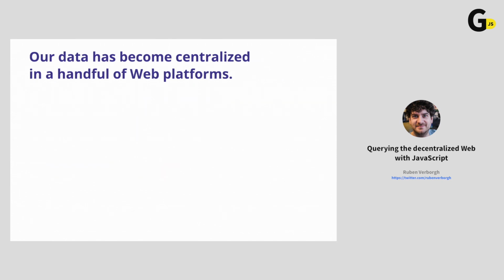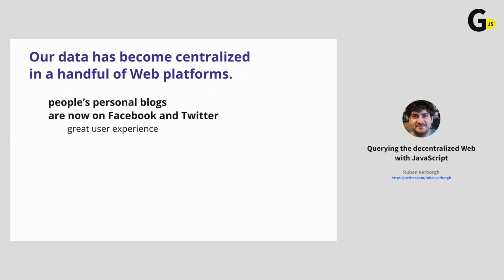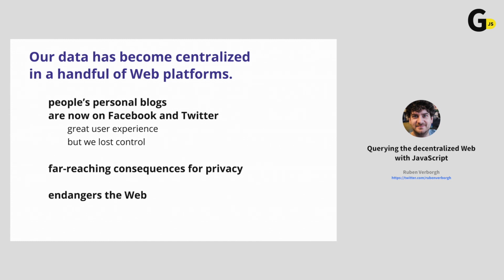Now, unfortunately, we have lost control of our personal data on the web. And this is not only bad for the freedom of expression, it's also bad for permissionless innovation. So things that used to be on people's personal blogs and websites are now on Facebook and Twitter. And okay, we have to admit they have a super user experience, but we lost control of our personal data. This has immense consequences for privacy. Fortunately, no one cares because everyone is still on Facebook, but it also endangers the core principles of the web.